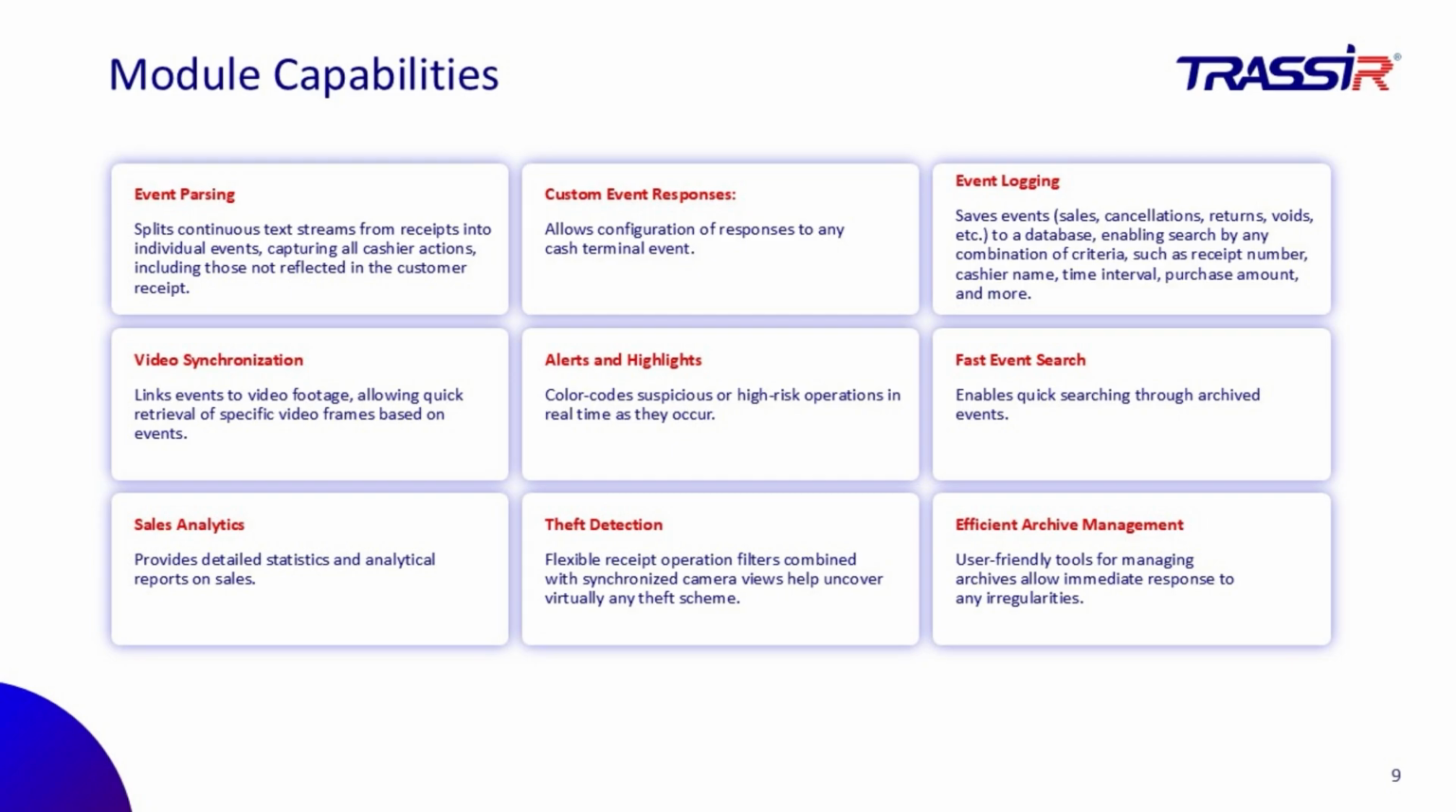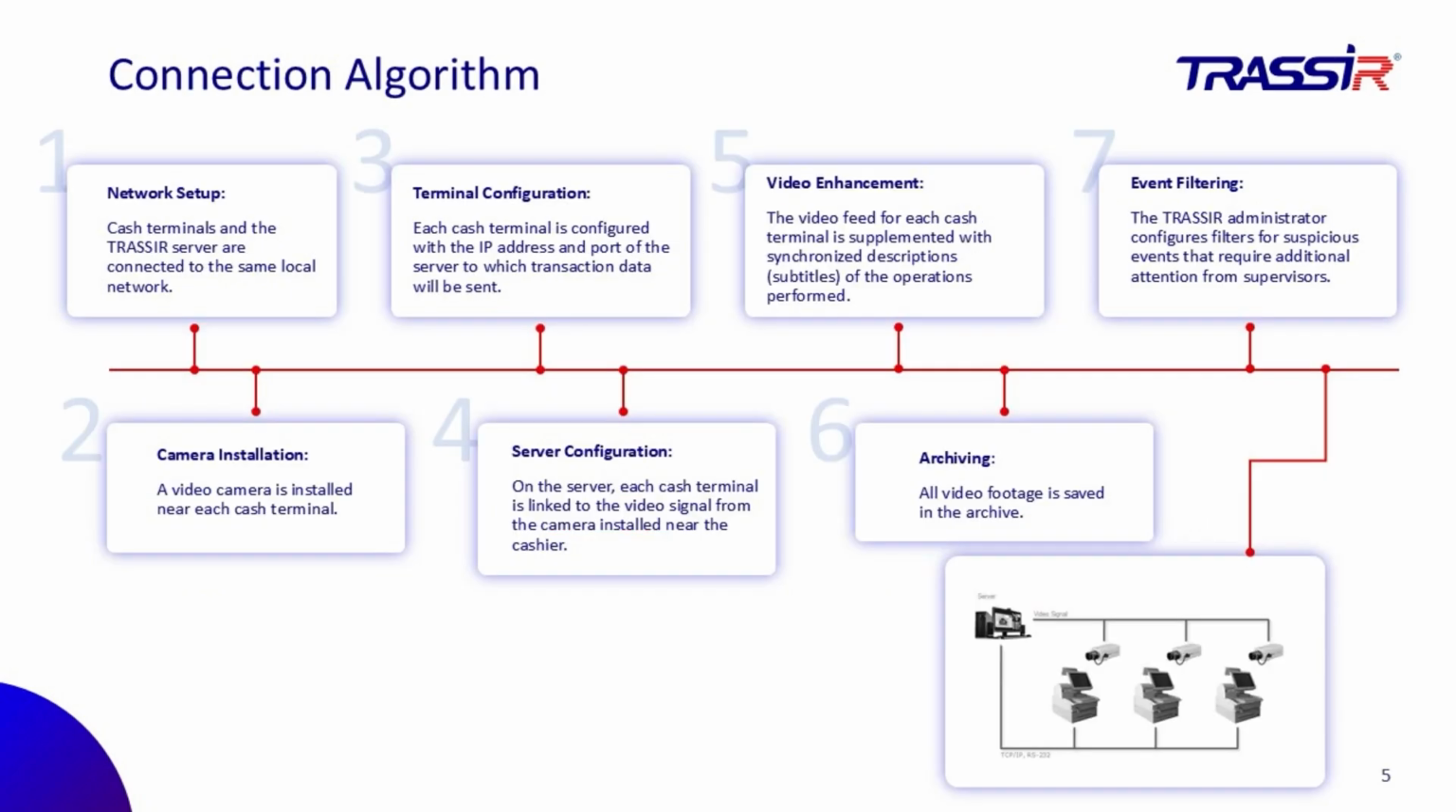And convenient archive management tools allow you to immediately respond to any emergency situations. Next, we'll look at the connection algorithm. The cash terminals and the TRASSIR server are connected to a local network. A camera is mounted next to each cash terminal.